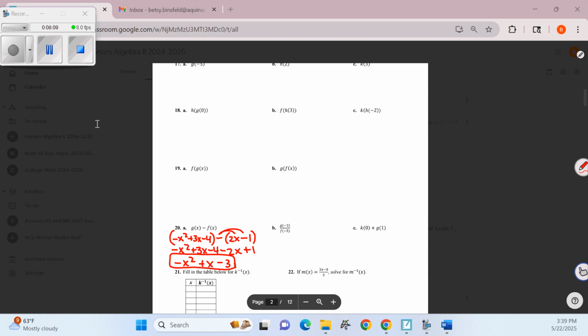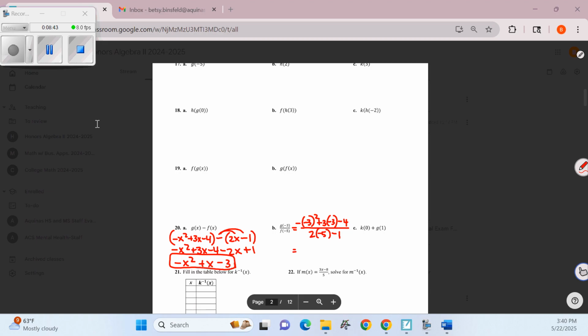To find g of negative 3, divide that by f of negative 5. So g of negative 3 means we're going to plug negative 3 in to g every place we see an x. So negative 3 squared plus 3 times negative 3 minus 4. So there's the numerator, divided by the denominator of f of negative 5. So 2 times negative 5 minus 1, right, using two different functions. And then we just have to use order of operations and clean this up.